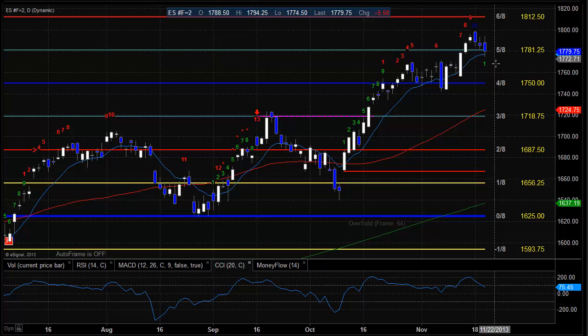Doesn't mean we couldn't continue lower. If we do break lower, this impulsive bar is going to be important, about 1756, and then below that 1750 is going to be the 4/8 level on the Murray Math box, and very important. Resistance is going to remain at the high water mark, which is 1799.5, and then the 6/8 level above that.